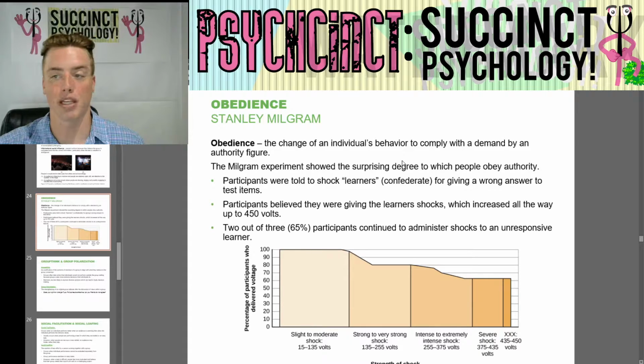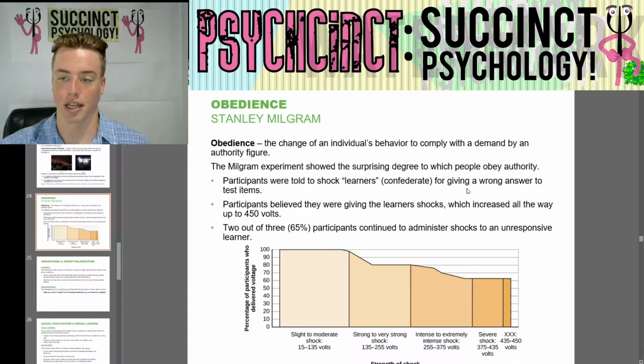So next we have obedience, Stanley Milgram. So the change of an individual's behavior to comply with the demand by an authority figure. The Milgram experiment showed the surprising degree to which people obey authority. Participants were told to shock learners, the Confederate, for giving a wrong answer to test items, and participants believed that they were giving the learner shocks, which increased all the way up to 450 volts, which is a lot. Now, 2 out of 3, or 65% of participants, continued to administer shocks to an unresponsive learner.